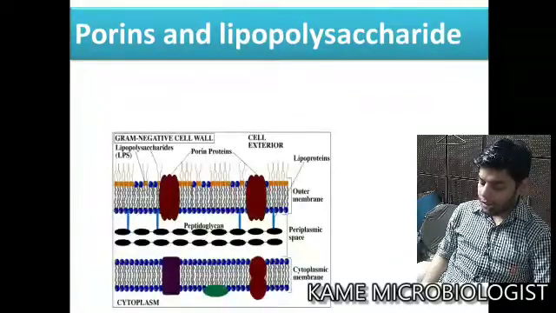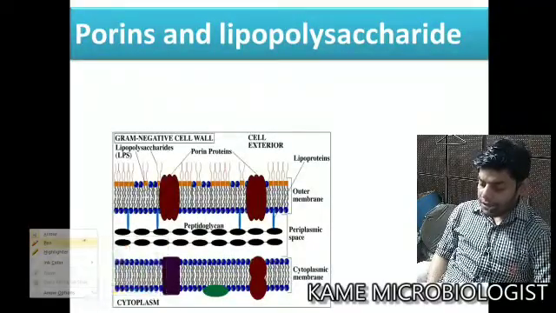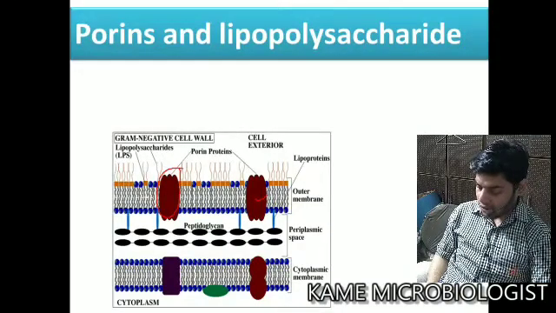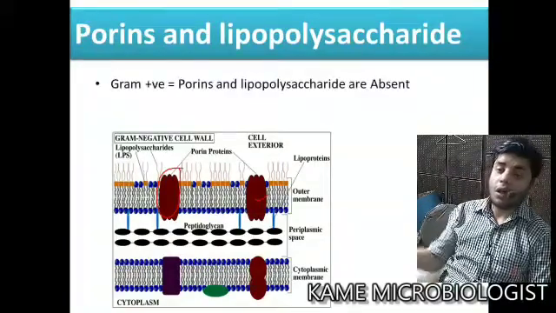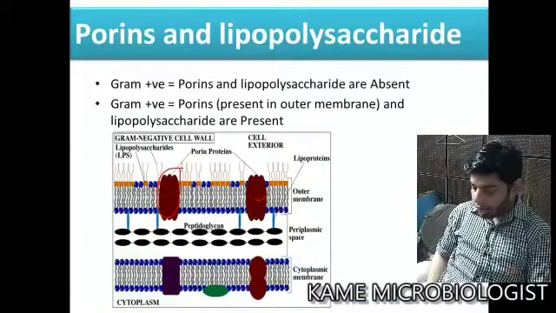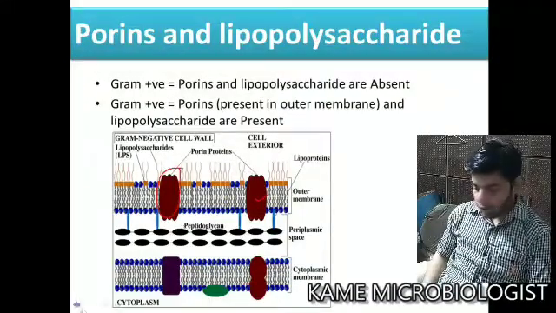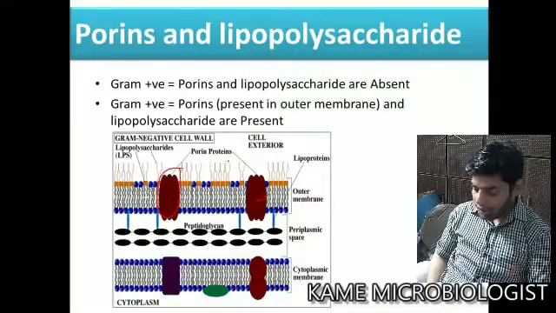So remember guys, as you can see, this is actually the diagram. And remember guys, this is the porin, this red color. This red color is actually the porin channels. Remember guys, the porin channel is present in the case of gram negative bacteria, and porin is always available at the outer membrane surface. And this is actually the lipopolysaccharide, as you can see.